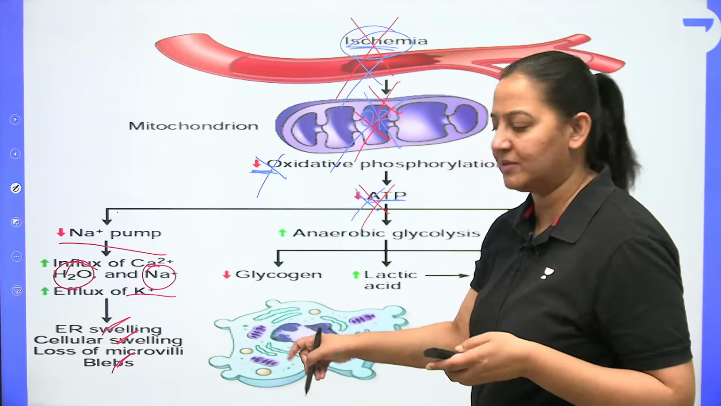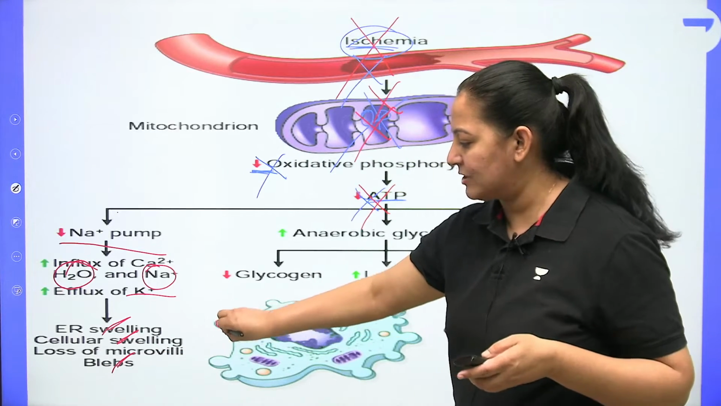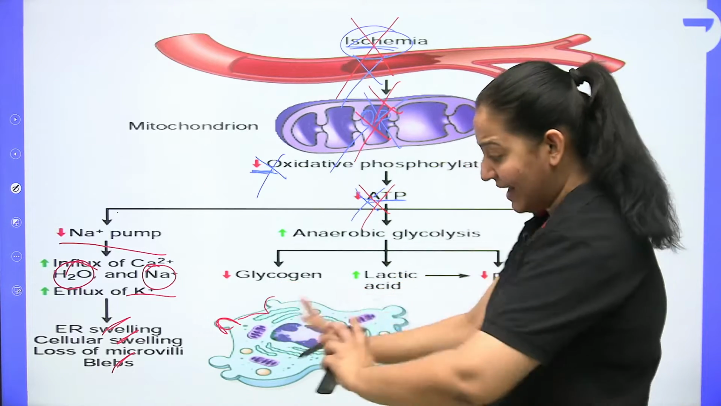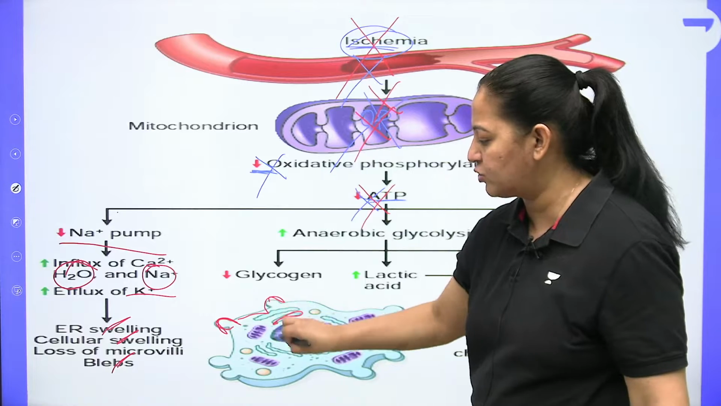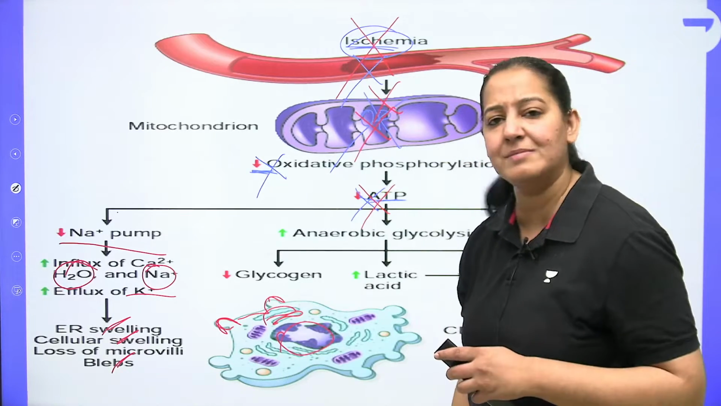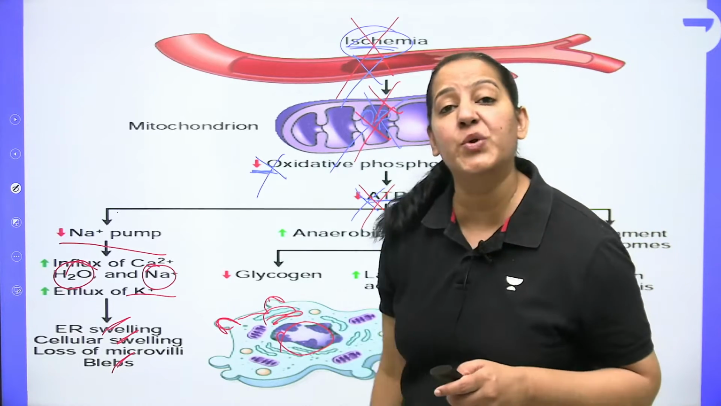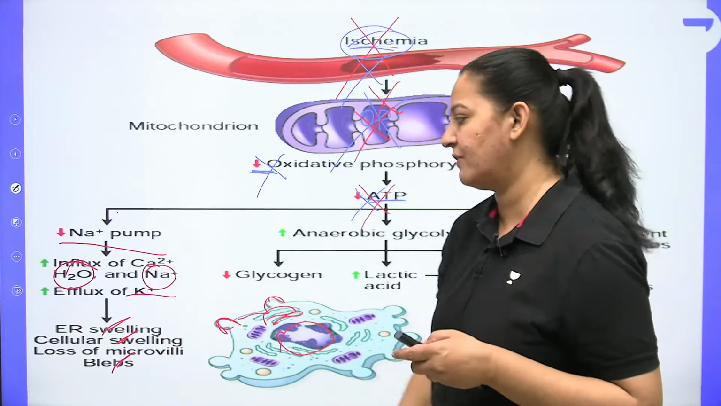So can you see this diagram? The cell, there are blebs on the surface of the cell. The cell is swollen. Can you appreciate the swelling? And can you appreciate the endoplasmic reticulum is also swollen? The mitochondria is also swollen. So this cell is undergoing injury. Number one mechanism, because of ATP depletion.